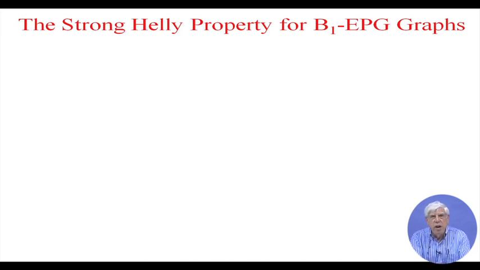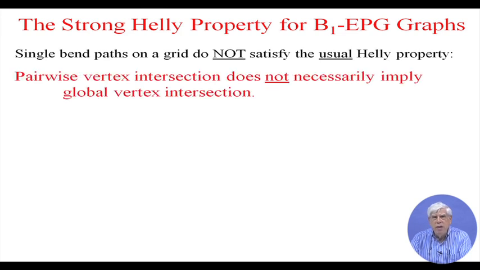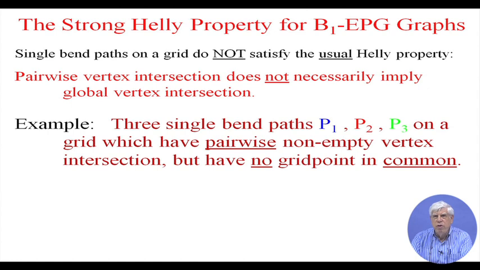Now, we also study the Strong Helly property for B1 EPG graphs. What do I mean by this notion of strong Helly? Well, let me show you. First of all, single bend paths do not satisfy the usual Helly property. The usual Helly property is if every pair of items intersects, then there is a common intersection between all of them. Single bend paths don't satisfy that. Pairwise vertex intersection does not necessarily imply global vertex intersection.